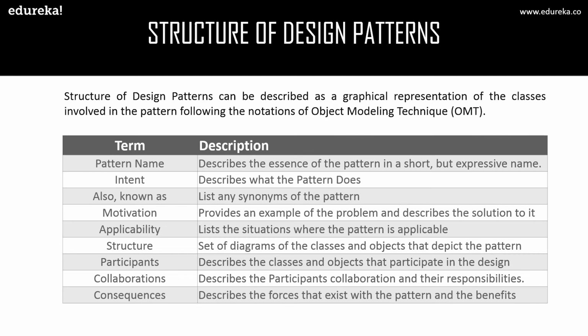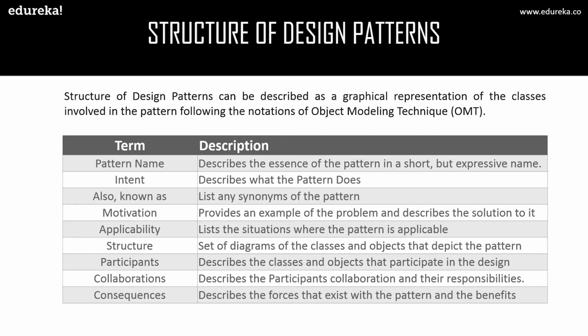The first one is pattern name and classification. Pattern name specifies the essence of a pattern. A good name is key as it will become a part of our design vocabulary. Coming to classification, it specifies the type of a particular pattern. The second one is intent. Intent can be defined as a short statement that tells us what the pattern does and which design issue or problem the pattern addresses.